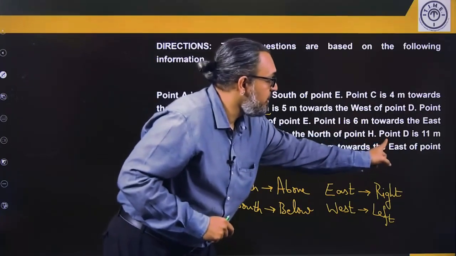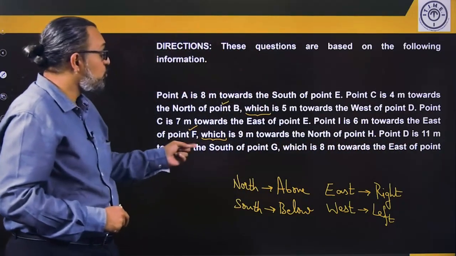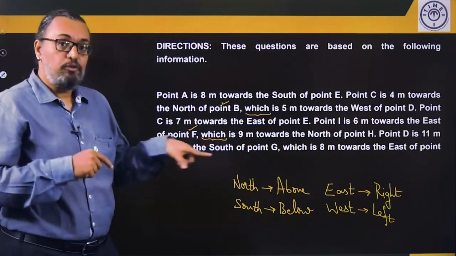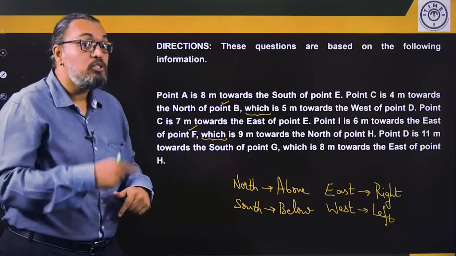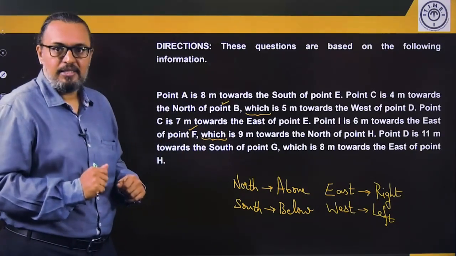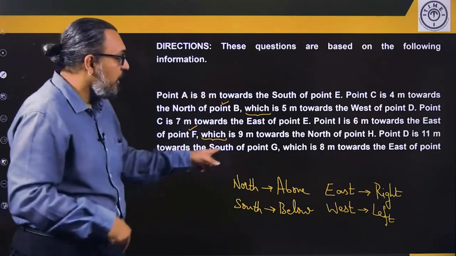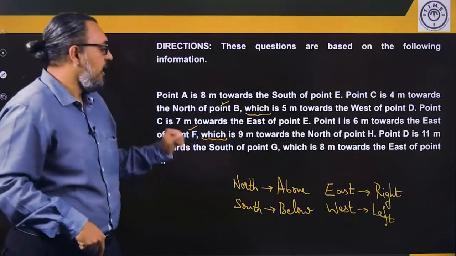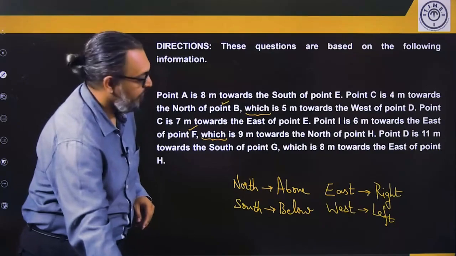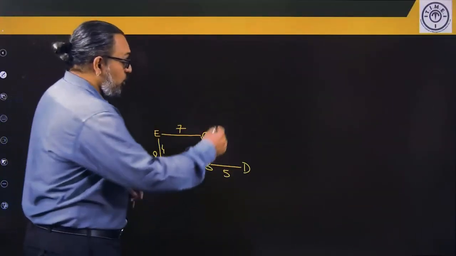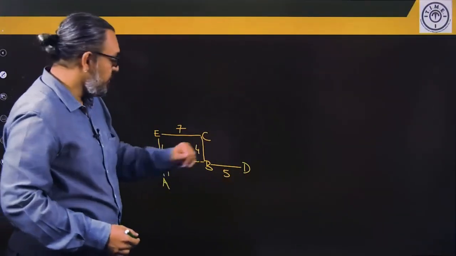Now what is the next? Point D is 11 meters towards the south of G. So we have point D, south of G means what? Below G. Understanding the point? So below G at a distance of 11 meters, I need D. Okay. So below G I need D at a distance of 11 meters.